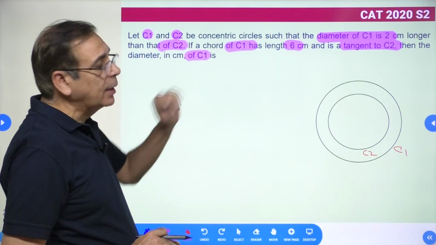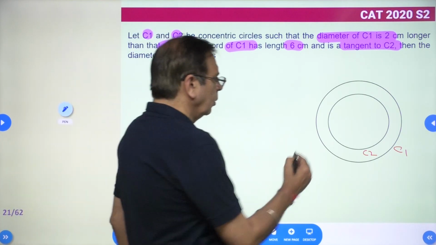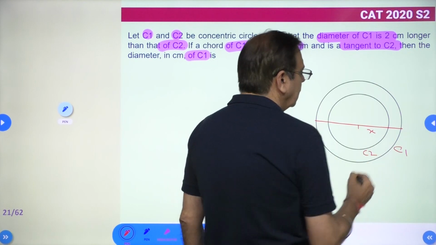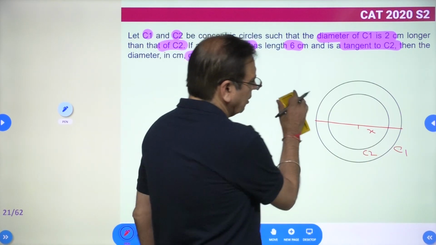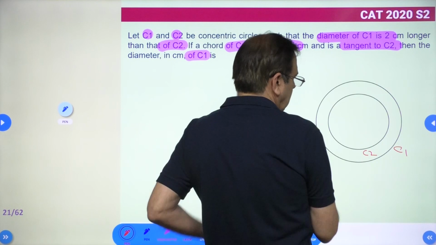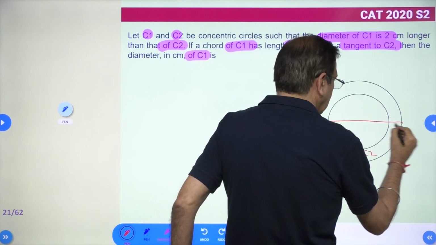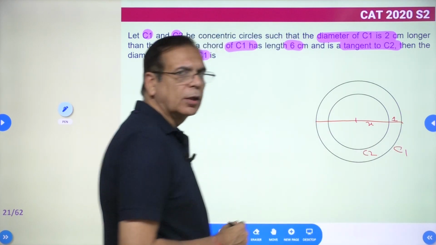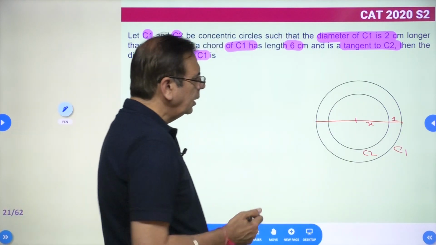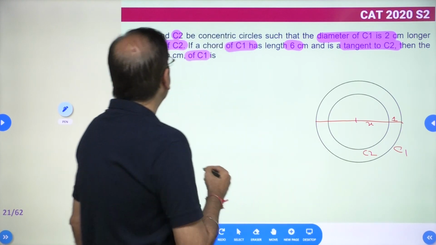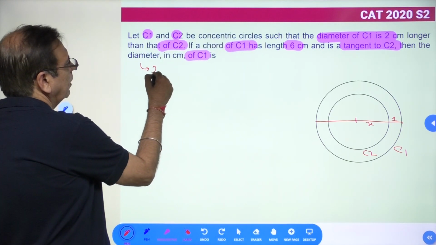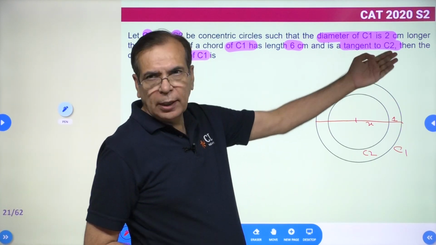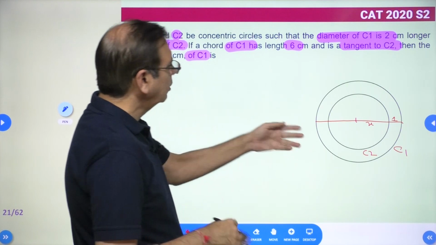Now the diameter of the bigger circle is 2 centimeters more. If I say the radius of the inner circle is x, then this should be 1 and the radius of the outer circle becomes x plus 1. So what is the diameter of C1? The diameter of C1 will be 2x plus 2, because if the diameter is 2 centimeters longer, the radius has to be 1 centimeter longer.